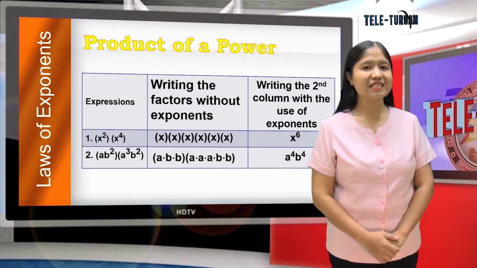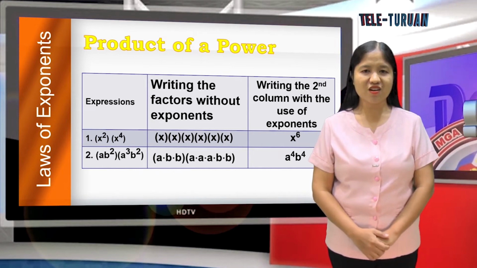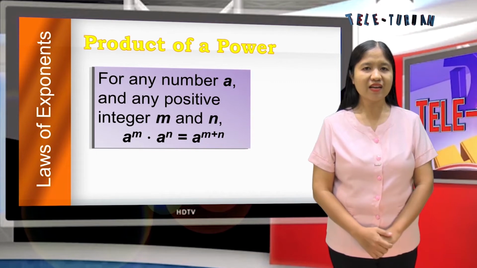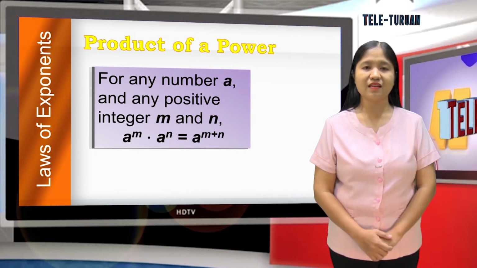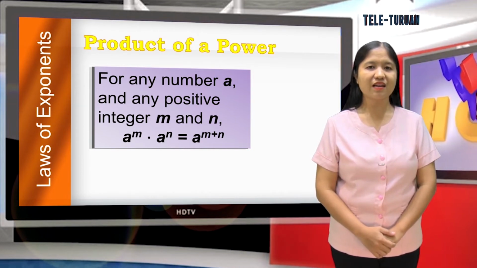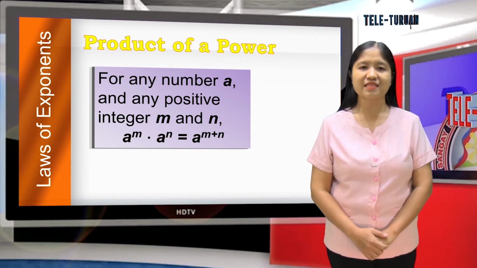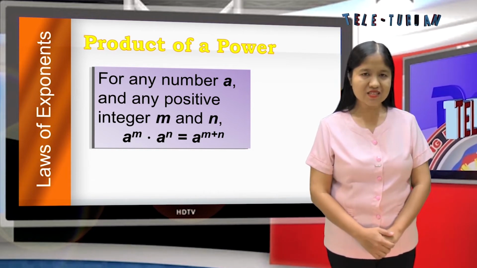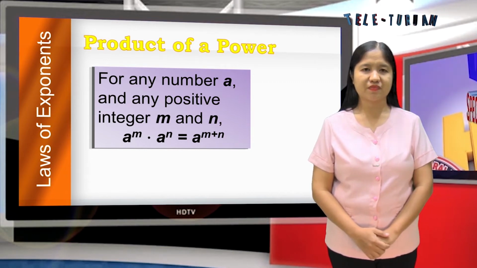Can you determine the easy way of finding the result in the third column? Good job! For any number A and any positive integers m and n, A raised to m times A raised to n is equal to A raised to m plus n. And this is the fourth law of exponents, product of a power.